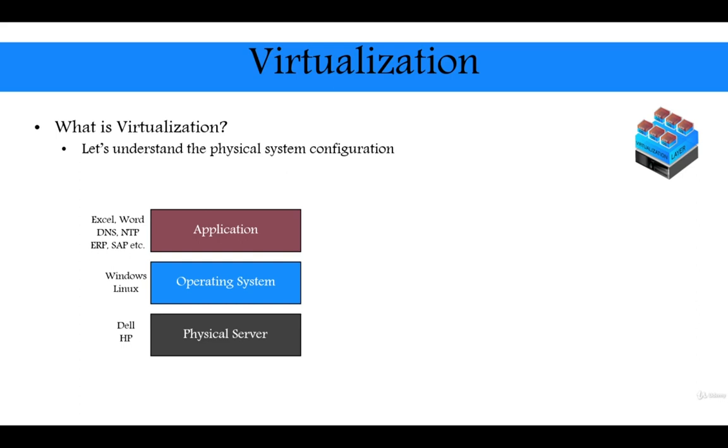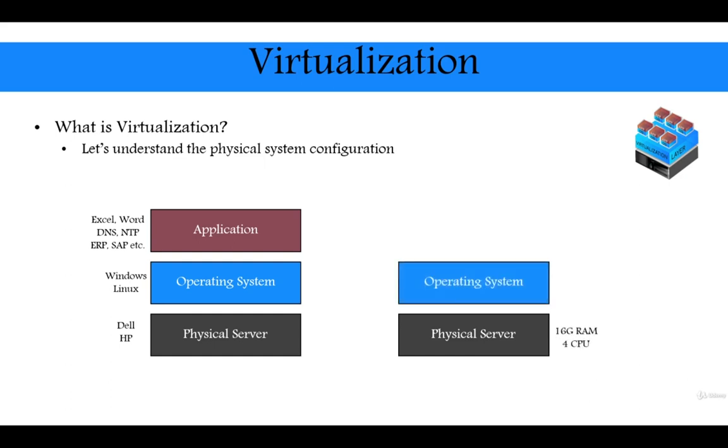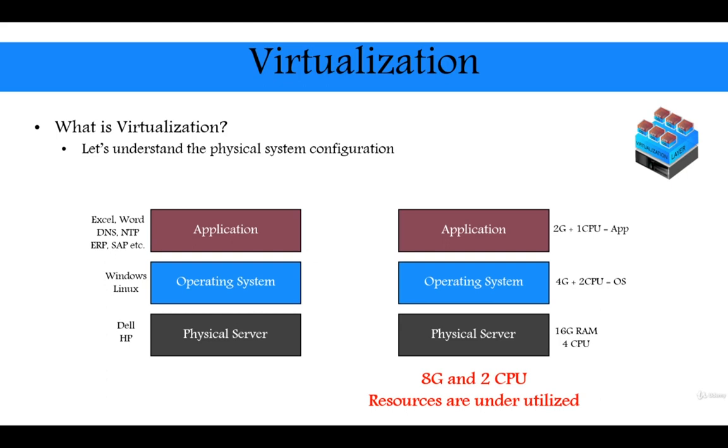Now, what's the problem with this? The problem with this is you have a physical server. The physical server has 16 gig of RAM and 4 CPU. And then you install an operating system on top of it. The operating system only needs 4 gig of RAM and 2 CPU to run. And then you install an application on top of it, and that application only needed 2 gig of RAM and 1 CPU. What happens then? Then you have 8 gig of RAM and 2 CPU that are wasted.